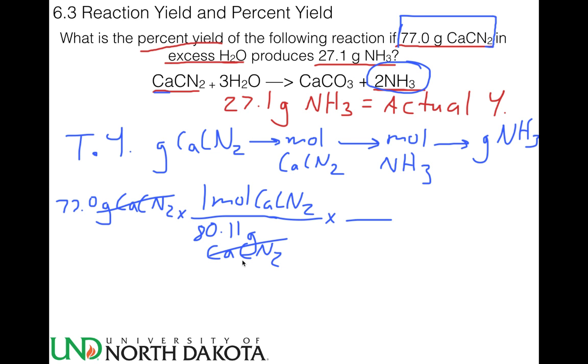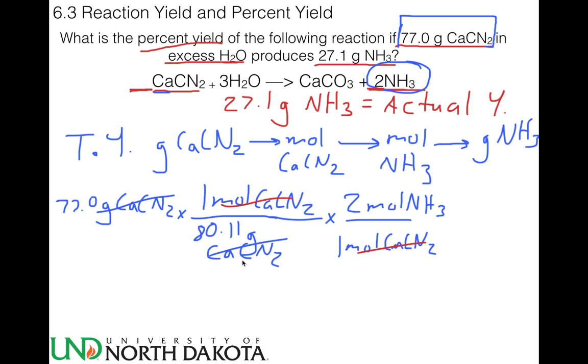Our next conversion factor we'll use is canceling out moles of calcium cyanide to get to moles of ammonia, which will use the mole ratio from the balanced chemical equation. Up here we see that there is 1 mole of calcium cyanide needed to produce 2 moles of ammonia. That means that we'll put that 1 mole of CaCN2 on bottom and the 2 moles of NH3 on top.